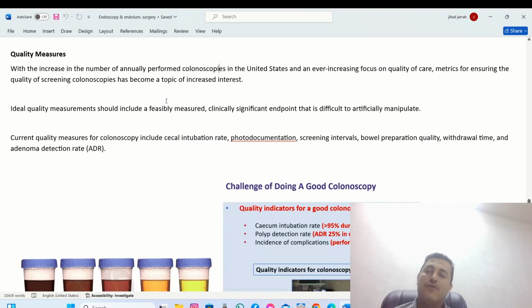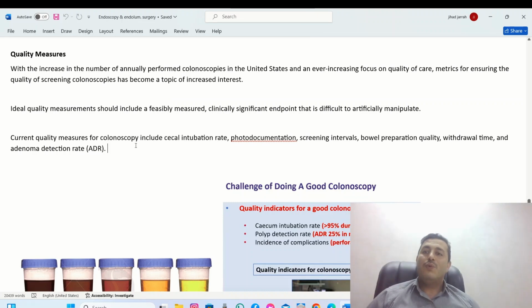Okay, we reached the end of our lecture, we will now talk about an important step in this lecture, and this is quality measurement. How can we say that we perform a good, high quality procedure, and according to which parameter? What parameter can we use to detect the quality of the colonoscopy?